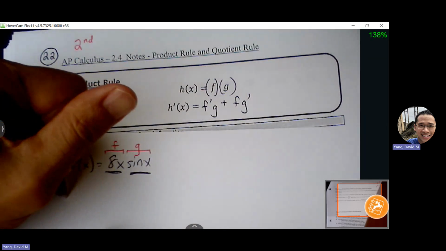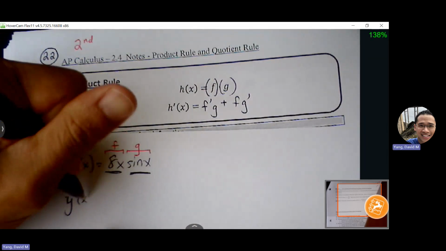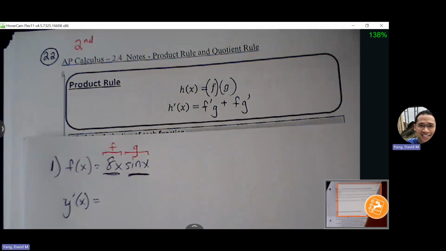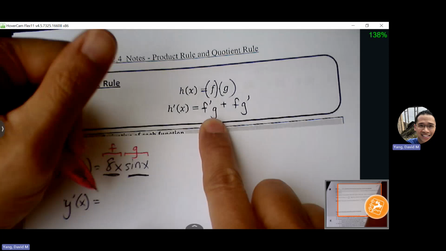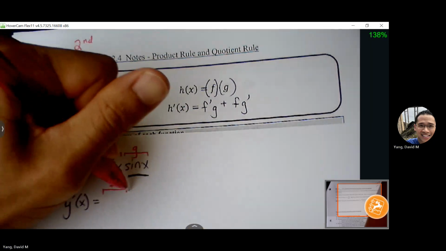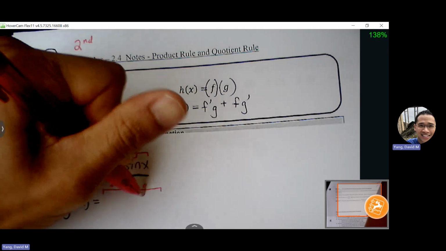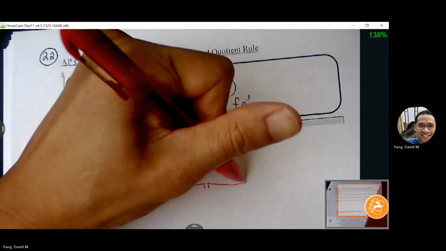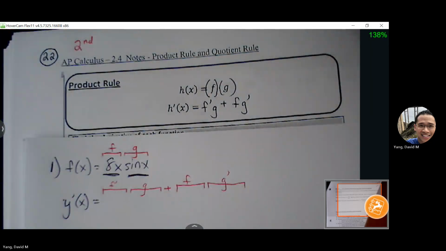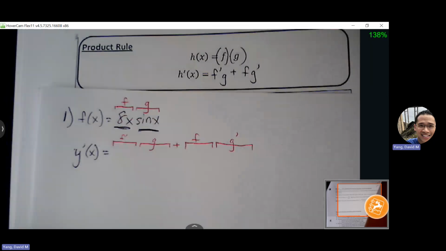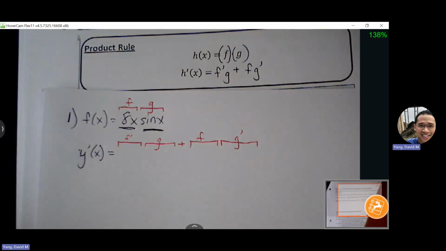So for my derivative, let me change this to y prime so we don't have duplicate variables making things confusing. I'm just going to label what I want to find. I want to find f prime, and then follow that up with the g function, plus f times g prime. I'm going to put in each space what is appropriate for the parts, and that will give me the derivative of what I'm looking for.